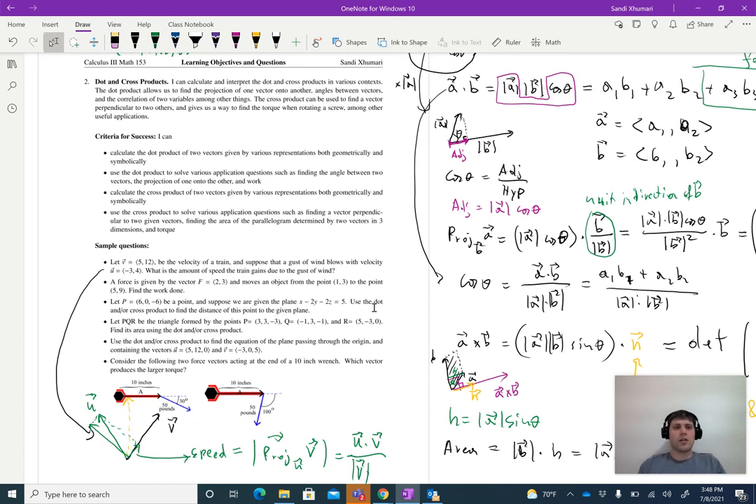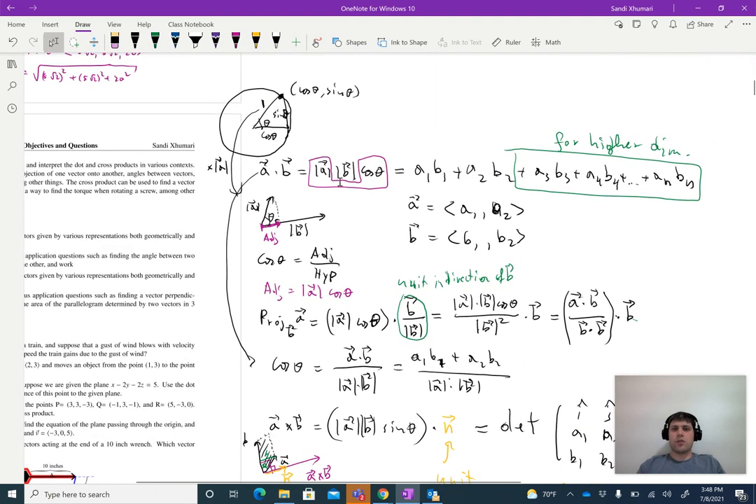I can calculate the dot product of two vectors given by various representations, both geometrically and symbolically. What does that mean? If I have the two definitions written out here, one is the symbolic definition, and that is just multiply the components, add them up. And surprisingly, that's equal to taking the magnitude of A times the magnitude of B times the cosine of the angle. See the first question on the in-class activity for a derivation of why that is true.